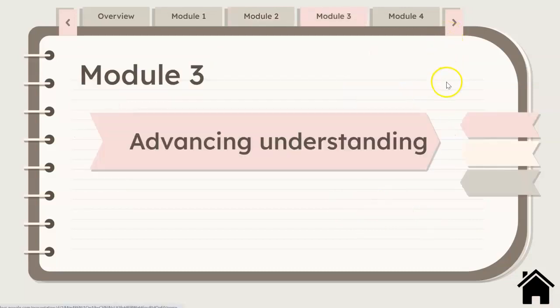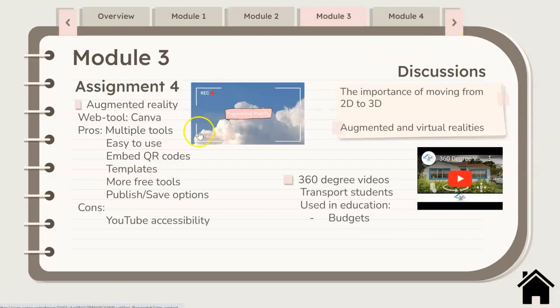So for Module 3, we focused on augmented versus virtual reality. In this one, I used Canva to create my presentation tool. I thought it was super easy to use. They had so many tools. You can embed QR codes. They had templates. There's a lot more free tools on this one compared to any of the other presentation tools that we had. And there's a lot of options to publish and save. The only con was that YouTube was not one of the options to share out to.